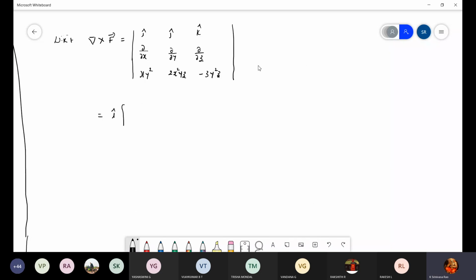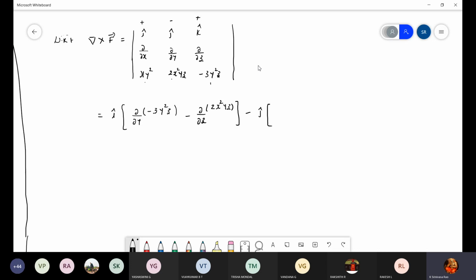i cap into, as usual this is plus, minus, plus, i cap into ∂/∂y of. So directly you can differentiate, otherwise you can substitute. See, simple components in the third row, simple terms, you can differentiate directly. So let it be, I will take one more step. ∂/∂y of minus 3y²z. If you are familiar and feel it is simple, you can avoid this step, no problem. Minus ∂/∂z of 2x²yz. This is the first one.